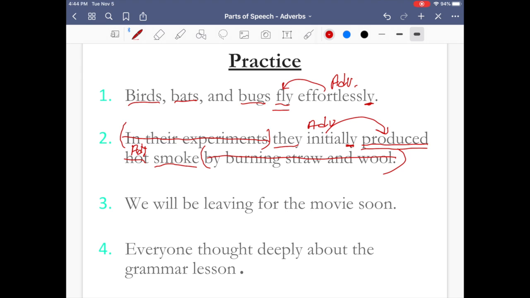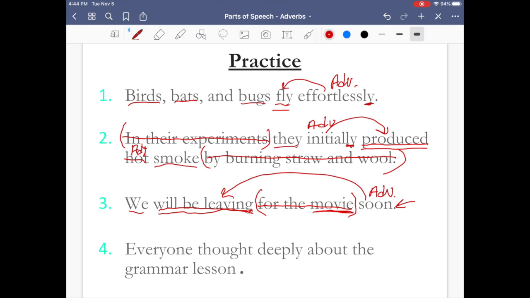Number 3, we will be leaving for the movie soon. Again, take out your prepositional phrase. For the movie is a prepositional phrase. Remember, prepositional phrases end at the noun, so we can ignore that. Will be leaving is our complete verb phrase. We is our subject. When will we be leaving? We're going to leave soon, all the way at the other end of the sentence. So this is our adverb. Notice it does not have an ly. It just has a soon, but it's still answering those questions.